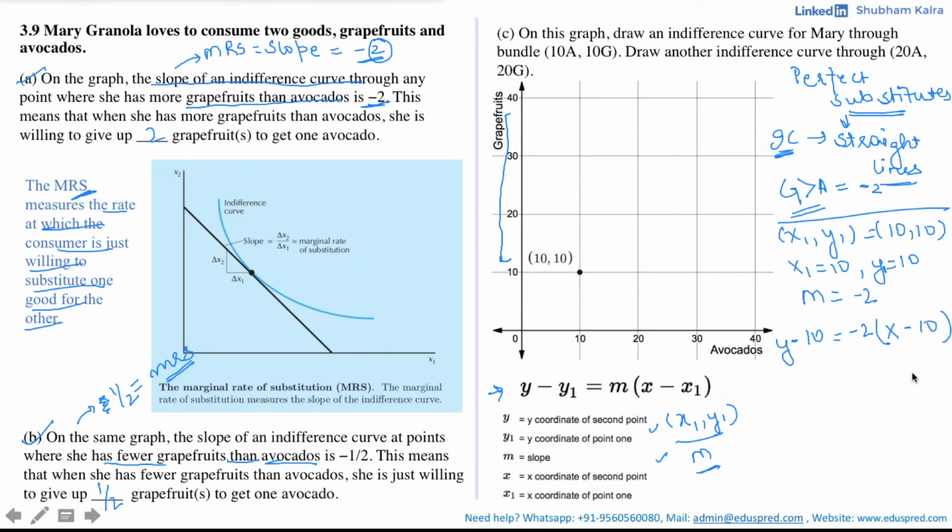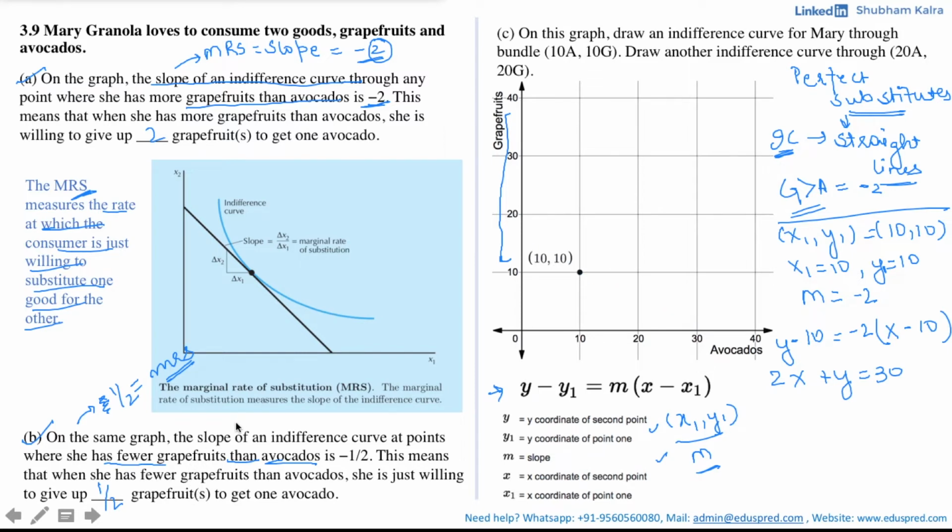And solving this, which is nothing but your basic maths, you would be able to get your equation as 2x plus y is equal to 30. Now let's plot this equation on this graph, which would look like this. And this is the equation when your grapefruit is greater than avocados.